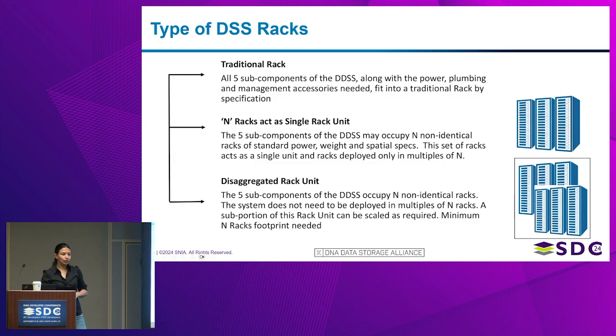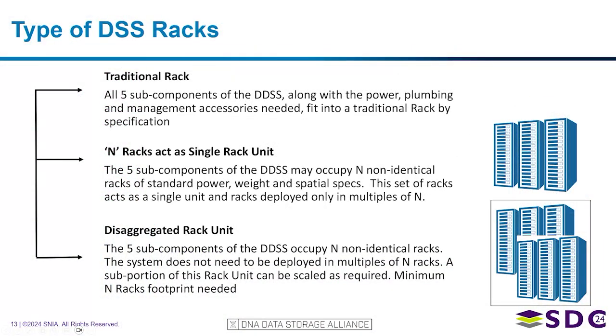Lastly, in the spec, we discuss the kind of racks that could be imagined for this system. We talk about it in three different types. The first one is a traditional single rack, where all the sub-blocks of the DNA storage system are housed in one rack such that one rack can independently operate. And in case of scaling, that entire rack is multiplied.